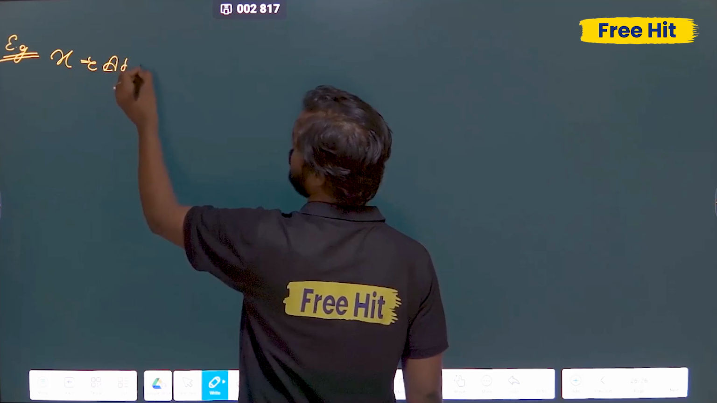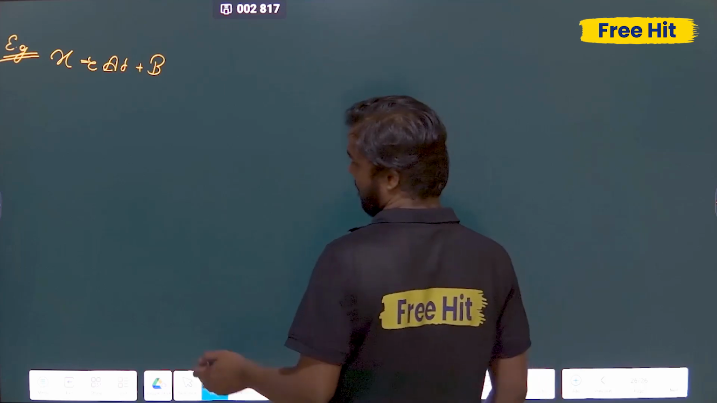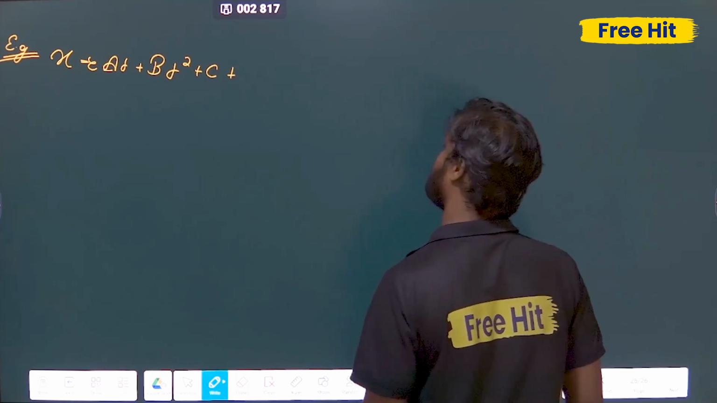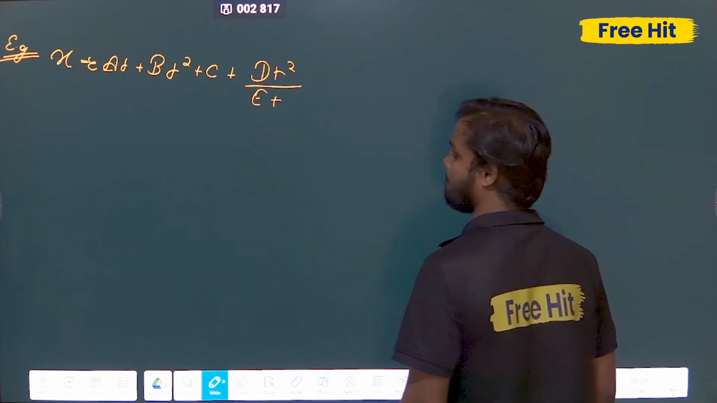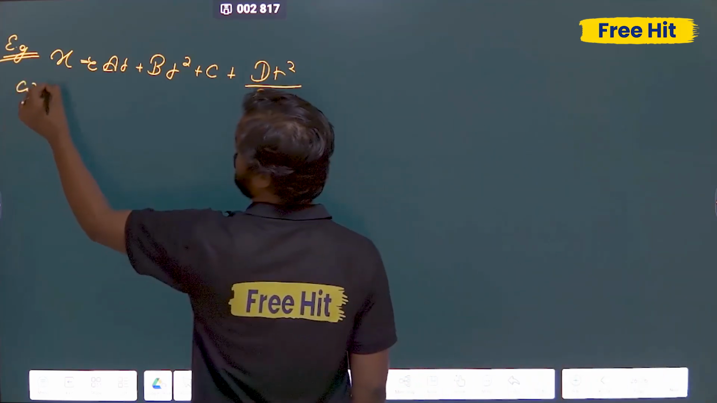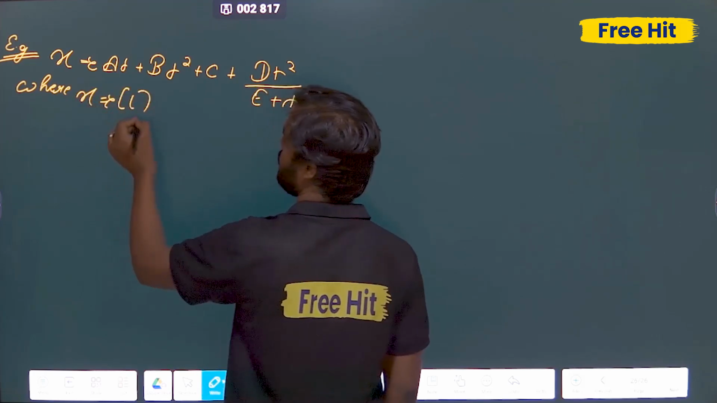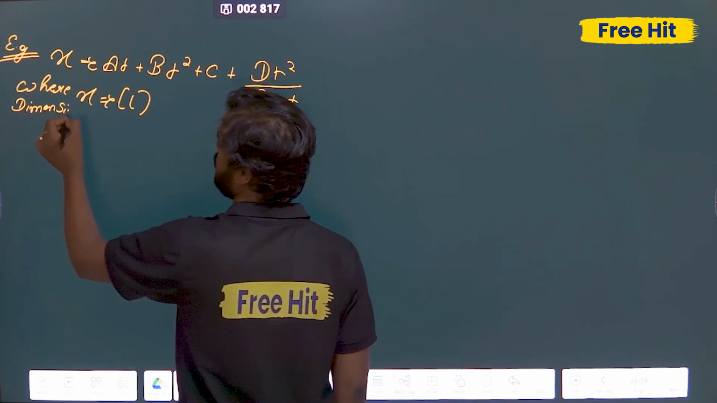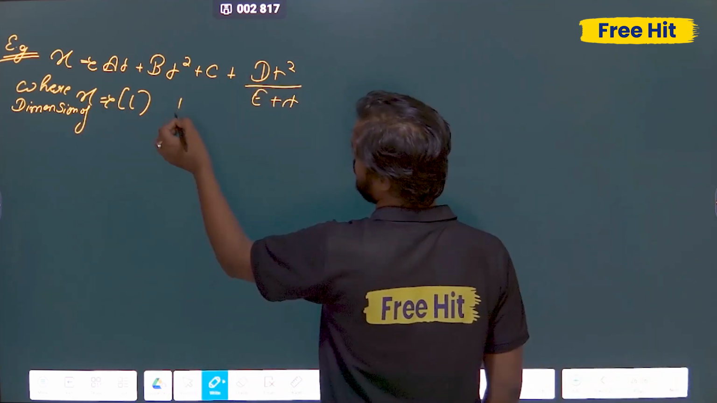Some AT plus BT square plus C plus DT square plus E plus T. Suppose this is the thing where X is equal to L, meaning the dimension of X is this, and the dimension of T, you know, T is time.